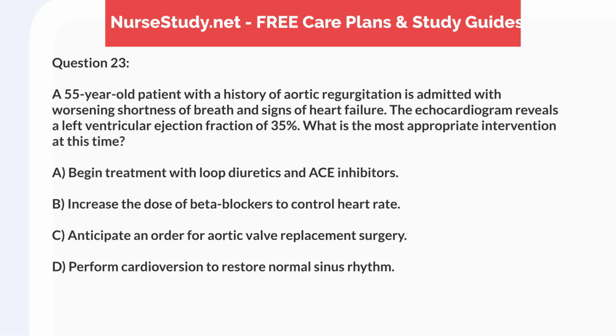Question 23. A 55-year-old patient with a history of aortic regurgitation is admitted with worsening shortness of breath and signs of heart failure. The echocardiogram reveals a left ventricular ejection fraction of 35%. What is the most appropriate intervention at this time? A. Begin treatment with loop diuretics and ACE inhibitors. B. Increase the dose of beta blockers to control heart rate. C. Anticipate an order for aortic valve replacement surgery. D. Perform cardioversion to restore normal sinus rhythm.